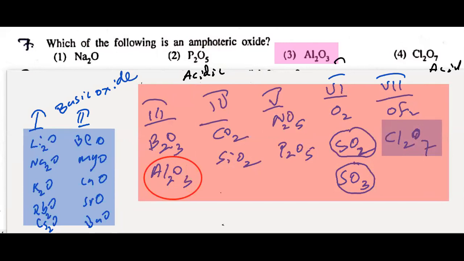Now, acidity increases across the period until group 7. Group 8 has no oxides. So acidity increases means basicity decreases.